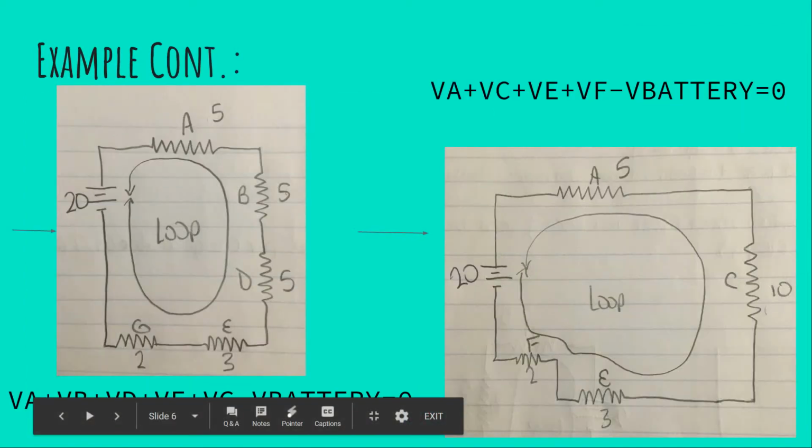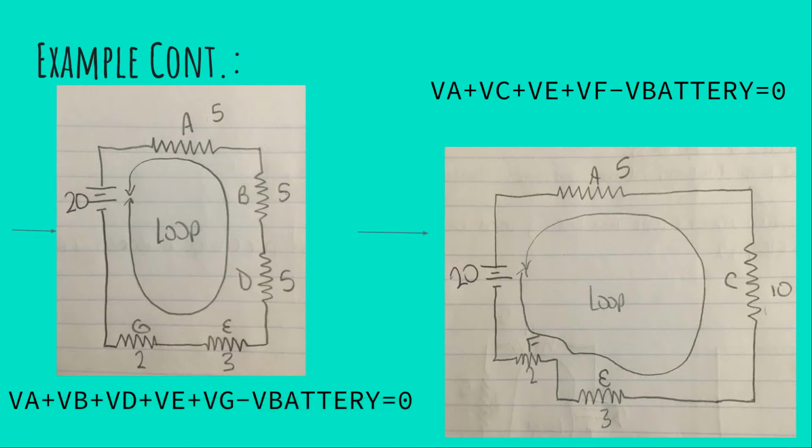Another loop that can be made is this one right here, which includes resistors A, B, D, E, and G. So we're excluding F now. So as I said before, it must equal 20. So the whole entire loop must equal 20. So resistors A and B and D equal 15, then you add E and G, which then equals 20. So it works. So as I said, the voltage of A plus B plus D plus E plus G minus the voltage of the battery, which is 20, will then equal 0 because they cancel out.